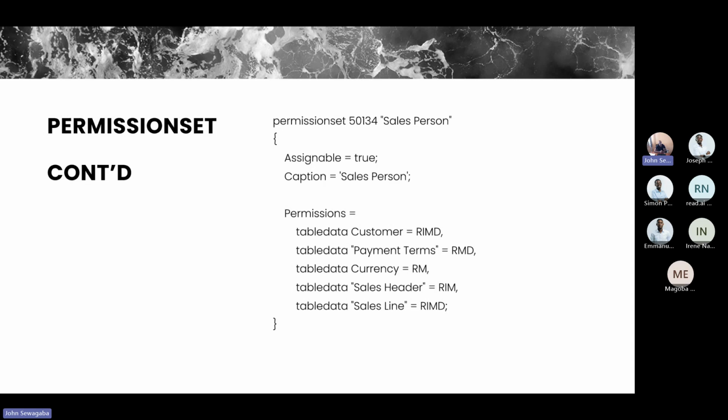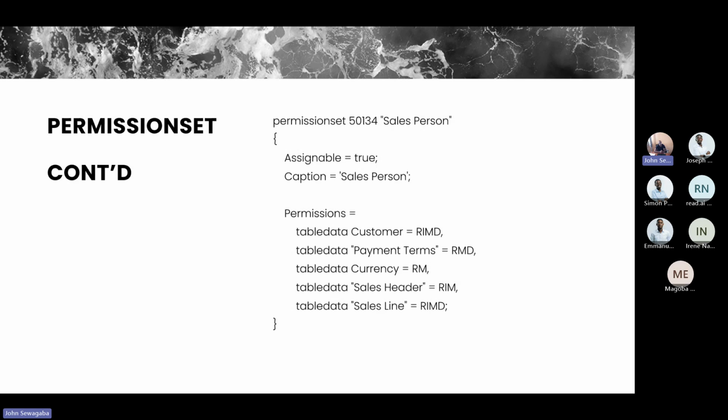Then among the key properties here, we have assignable set to true, meaning that in the user interface, I can see this permission set in my user interface of the assignable permission sets. If I set it to false, it won't be visible actually. Then just a caption as usual, and then the permissions which are going directly to which table data you are defining in this permission set. Under permissions is basically defining which tables, which areas are accessible. This could be table data, could be pages, could be codeunits, could be reports.